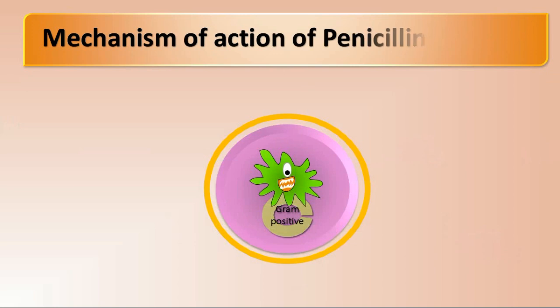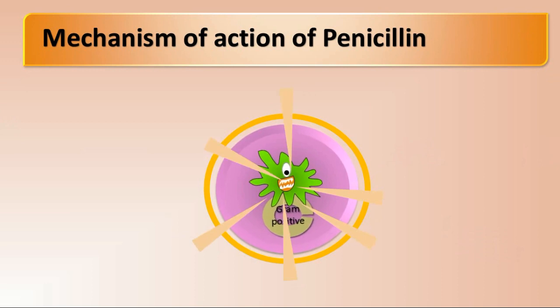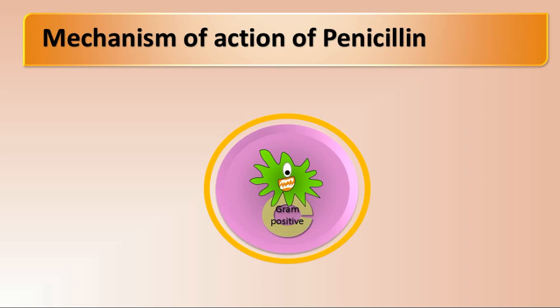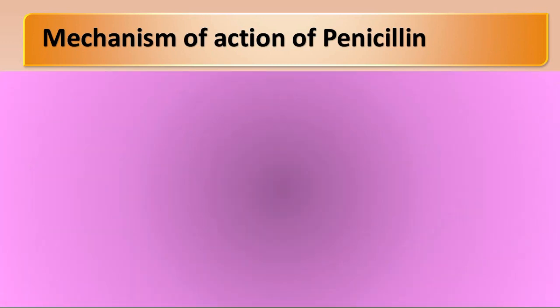Bacteria have high internal osmotic pressure, and due to inhibition of cell wall synthesis, a rigid cell wall does not form. The cell wall becomes weak. Because of the lower outer osmotic pressure, the high internal osmotic pressure and the weak cell wall, the bacterial cell bursts. Thus, penicillin produces a bactericidal effect.